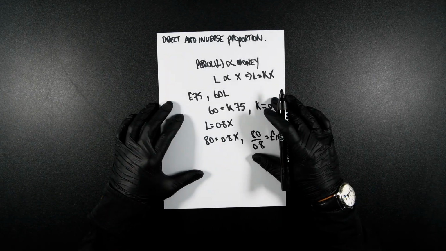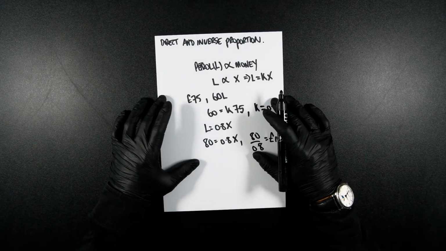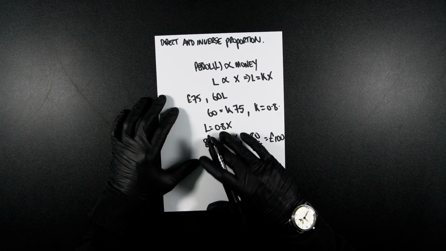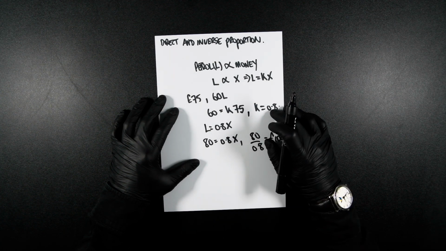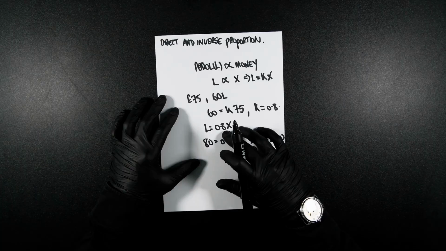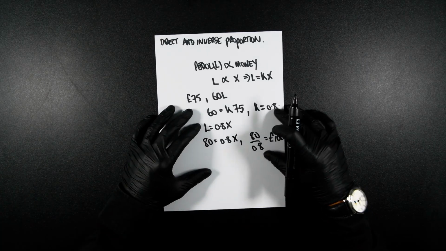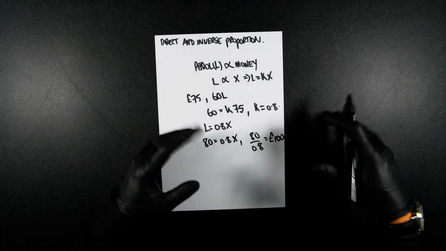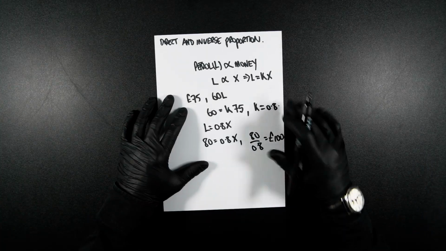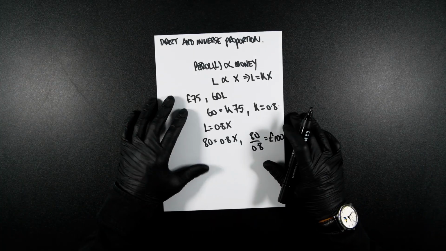So this is how you find out when something is directly proportional. The key is to find out what K, the constant, is, creating this general formula, and then usually in questions they'll give you loads of other variables or other scenarios. You plug them in and you can find out what the value is.